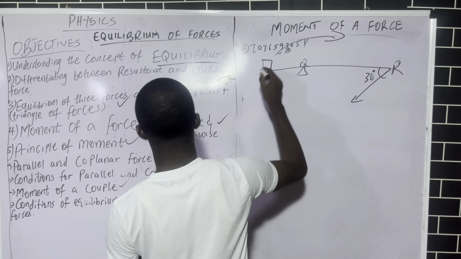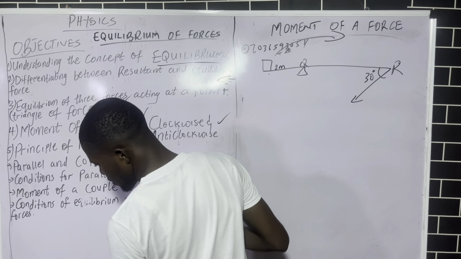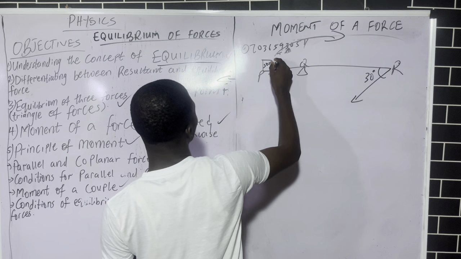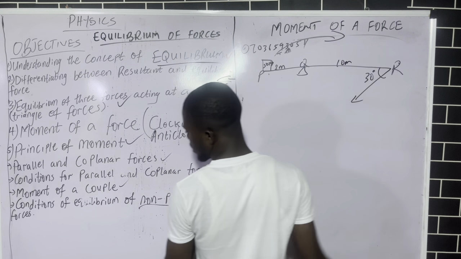Put a mass here, and they put 2 meters. And this is point P. This is 50 kilogram. The mass is 50 kilogram. And between Q and R, they put 10 meters. Now let's read the question.